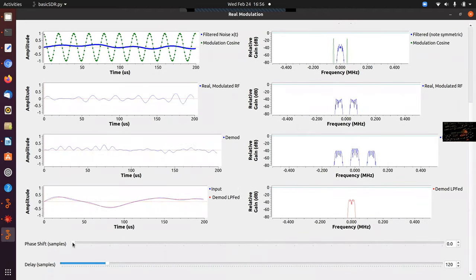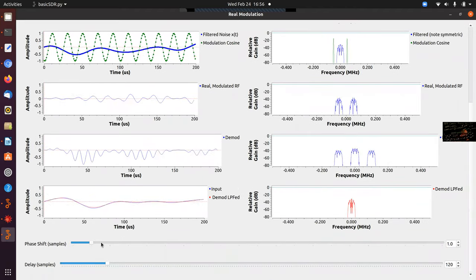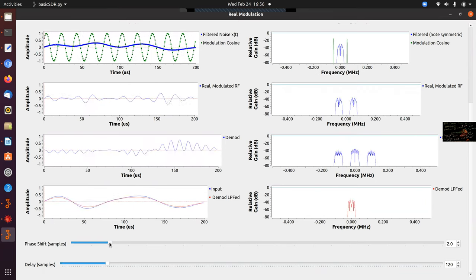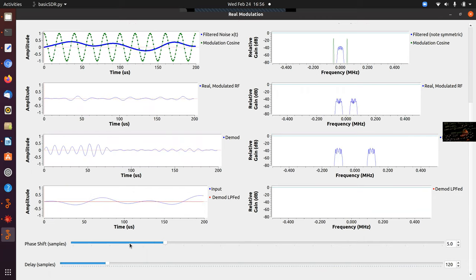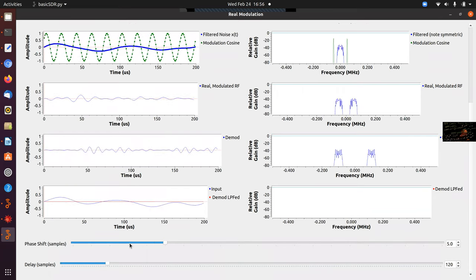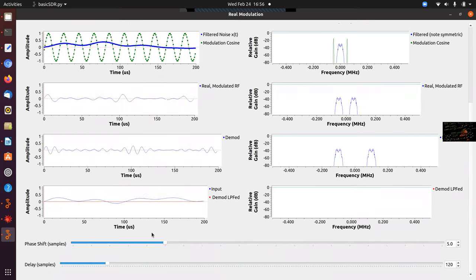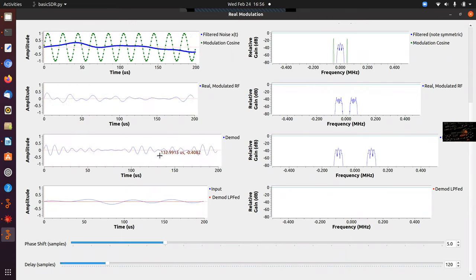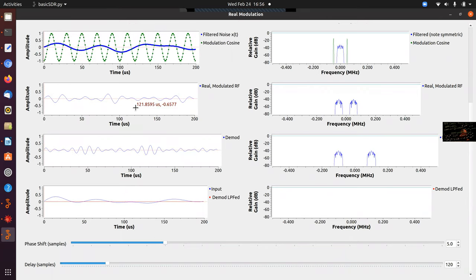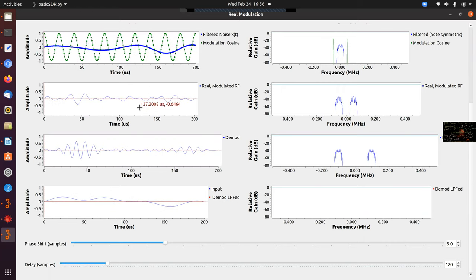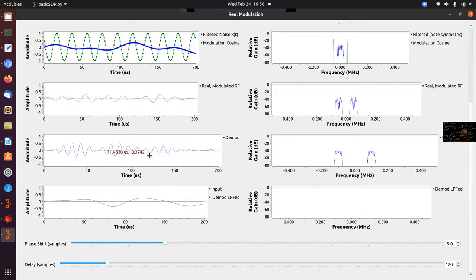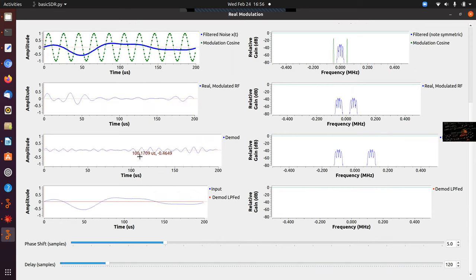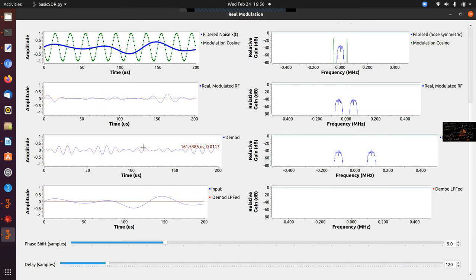So let me phase shift this by frequency step. If you're phase shifted by a little bit, it doesn't make much of a difference. But eventually, if you phase shift enough, if you phase shift a quarter of a cycle, you're multiplying, you're not getting cosine squared, you're getting cosine times sine. And that, when you low pass filter, there is no low frequency content to this signal.